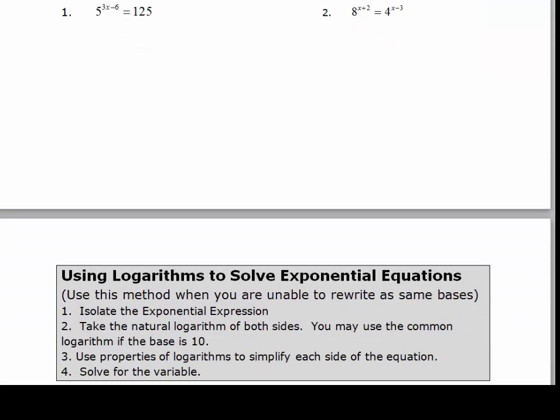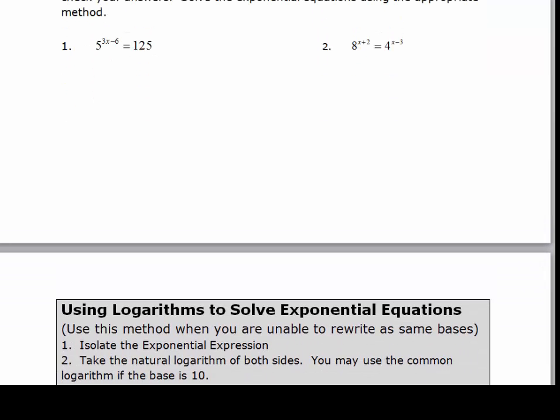Okay. So for 5 to the 3x minus 6 equals 125, our common base is 5. And 5 to the third power is equal to 125. I'll set my exponents equal to each other and solve. Adding 6 to each side gives me 9. Dividing each side by 3 gives me 3.